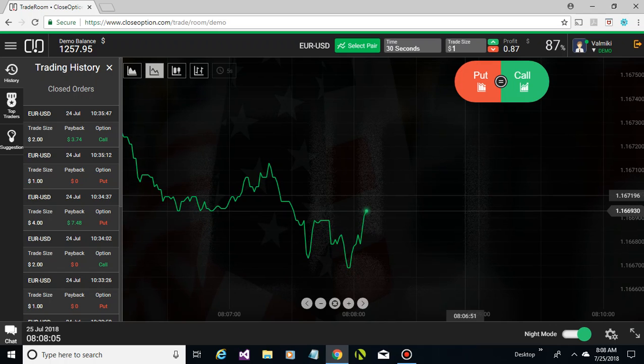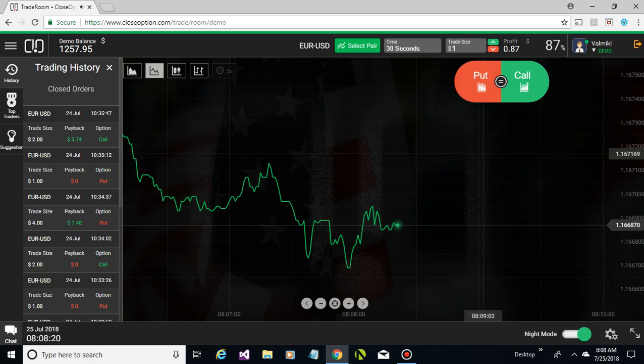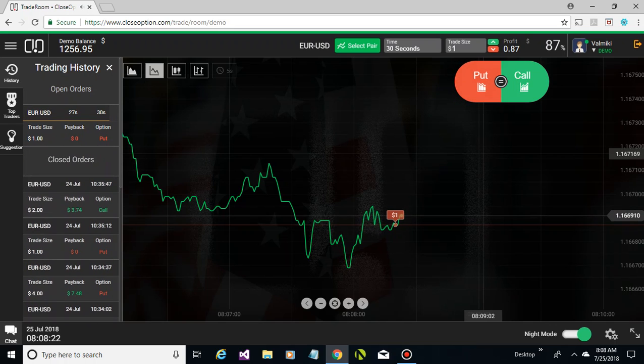So right now it looks like it's trending up and down. I would say it is more down than up. So I'm going to place my first position on the put for $1. So as soon as you do that, you're going to see the trade pop up as an open order on the left hand side. And we're only going to be trading for 20 minutes a day because this is just a test.